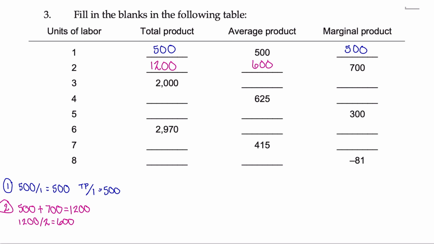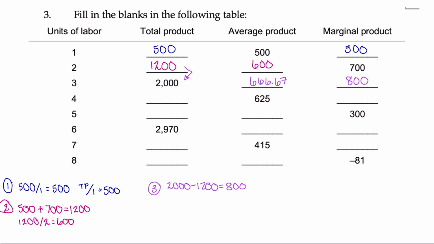If our total product is 2000 for 3, then we know that our marginal product, which is the difference from here to here, is 800. So 2000 minus 1200 gave us our 800. And then our average product is going to be 2000 divided by 3, which is 666.67.